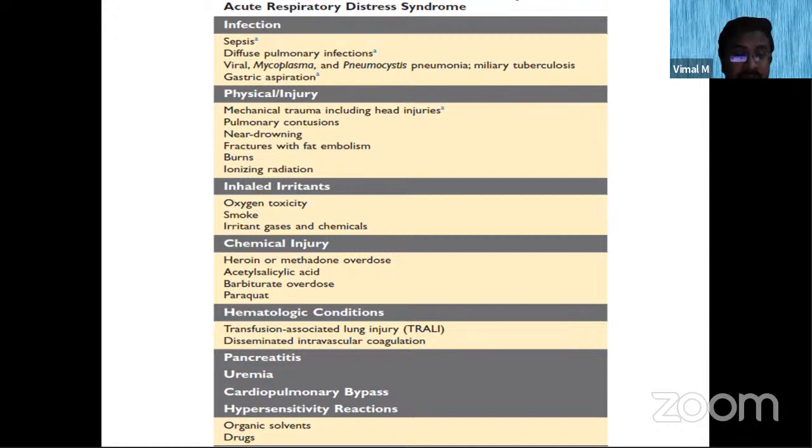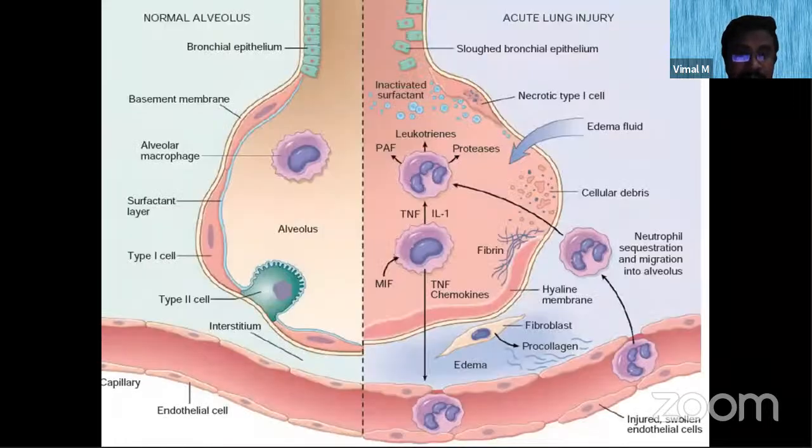So transfusion associated lung injury, DIC, disseminated intravascular coagulation, pancreatitis, uremia, cardiopulmonary bypass surgery, hypersensitivity reaction, organic solvents, and some drugs also can cause it. Snake bite also can cause ARDS.